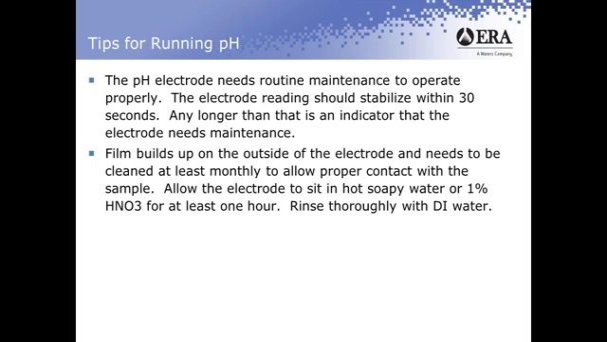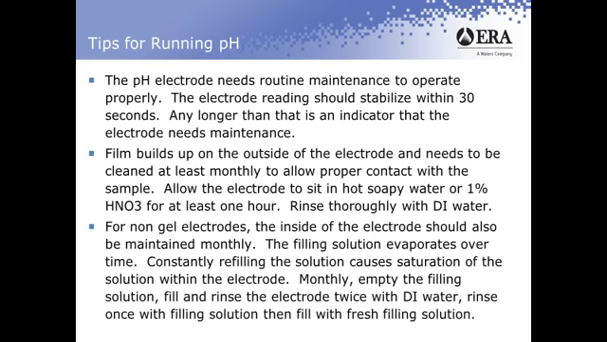So there's two main ways to do that. You want to either allow your electrode to sit in some really hot soapy water or in about a 1% nitric acid solution for at least an hour. Once you do that, you're going to want to rinse that electrode thoroughly with deionized water. That should ensure that the outside of the electrode, all that film, will be removed from your electrode.